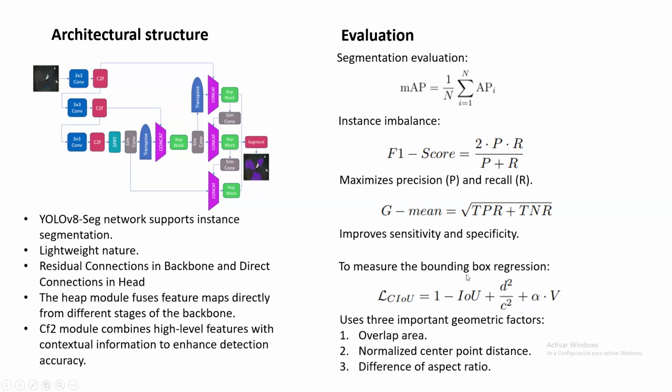Finally, to measure the bounding box regression, I use the CIoU loss function. This loss function uses three important geometric factors: overlap area, normalized center point distance, and difference of aspect ratio.